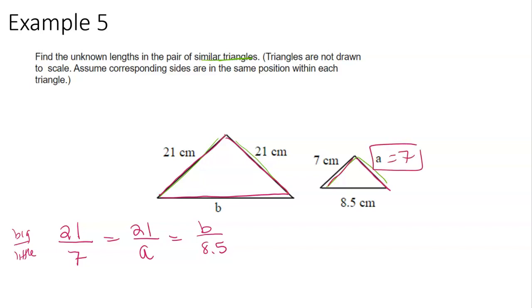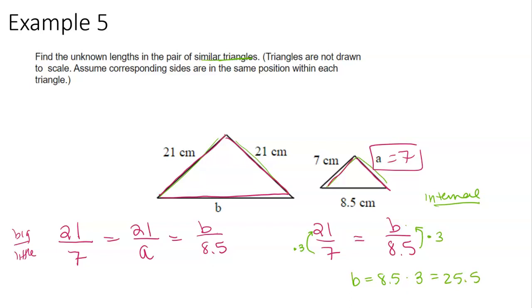But now we've got to figure out what B is. There are a couple of different ways to do it, but let's use the internal factor. So we've got 21 over 7 is equal to B over 8.5. Let's look at the internal factor, and what I mean by that is let's look at how these fractions relate to themselves. So I have B here, and I want to know 8.5 times what? So I'm going to do 7 times what? 7 times 3. So 8.5 times 3. So B is equal to 8.5 times 3. B is equal to 25.5. Okay, so I've got that.